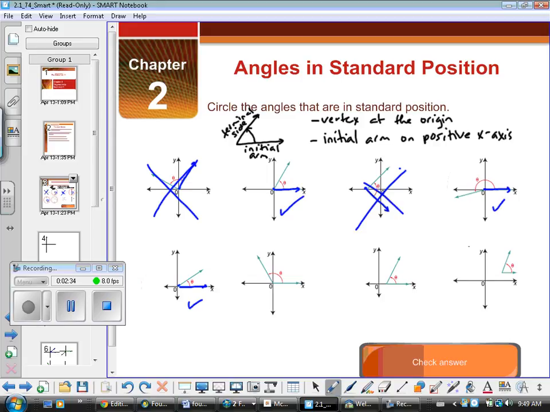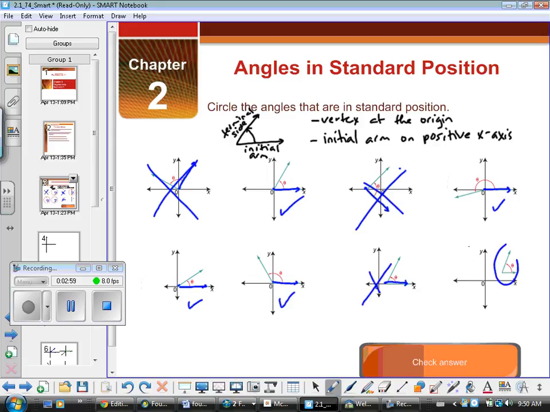Going pretty well so far, I think. Here we have our vertex on the origin. Initial arm is on the positive x-axis, even though I kind of made it look like it wasn't. Yeah, there it is right there. So this is a yes. This one here, the vertex is not on the origin. Yes, the initial arm is on the positive x-axis, but the vertex is not on the origin, so that would be a no. Both things have to be true.